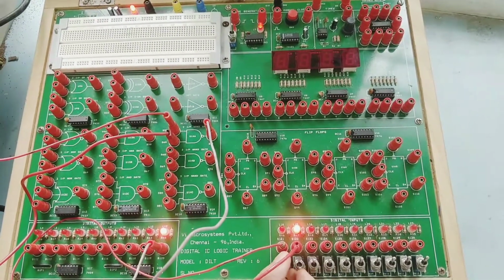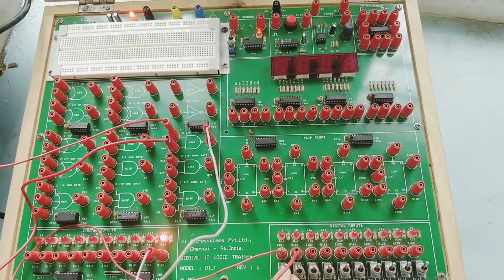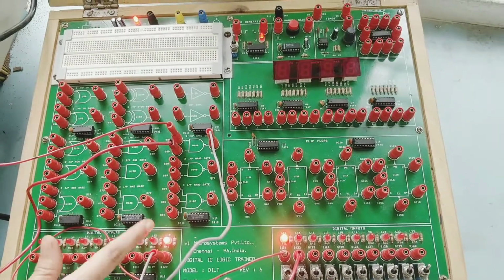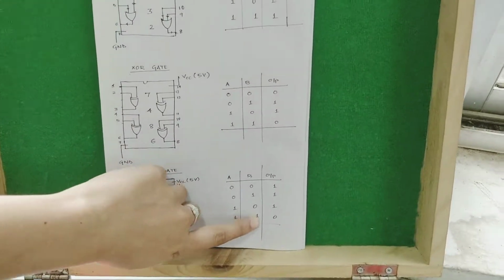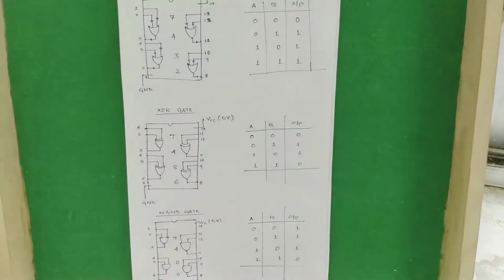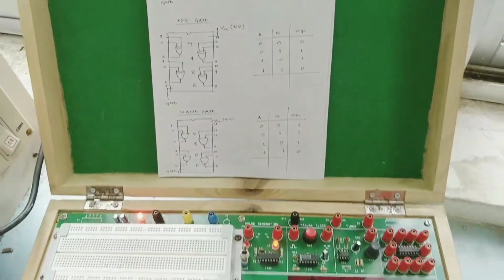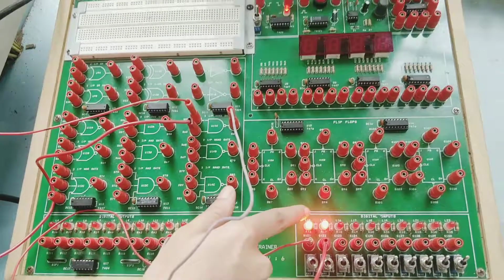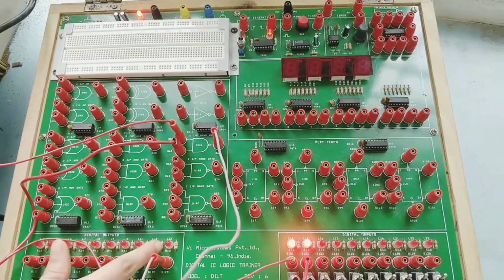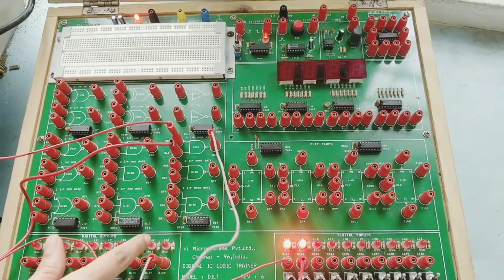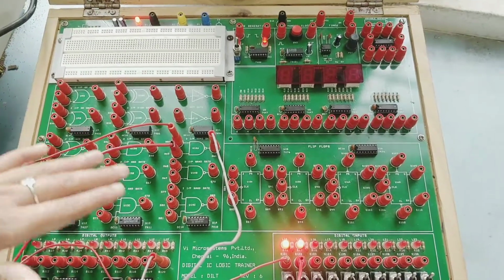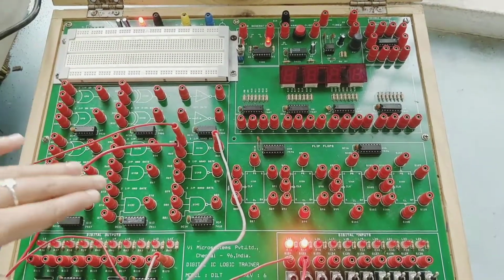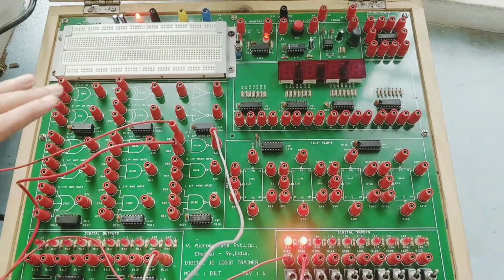The third condition is 1 0. Output is 1. The third condition is also checked. So the fourth one is when 1 and 1 input, then the output should be 0. So 1 and 1 input, output is 0. So the NAND gate truth table is also verified. So similarly we can verify all the gates present over here by giving inputs and taking output.